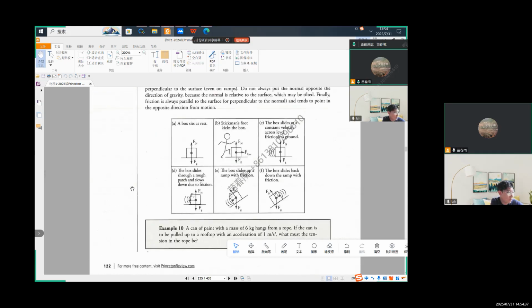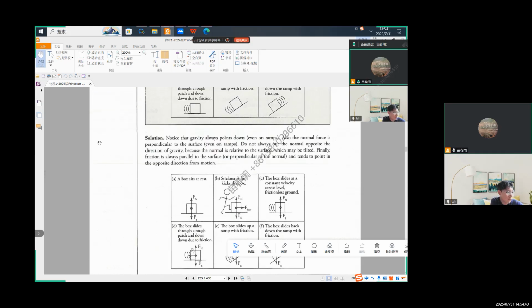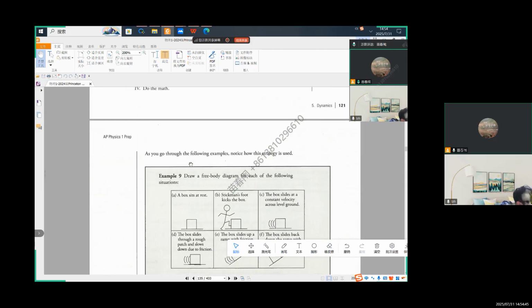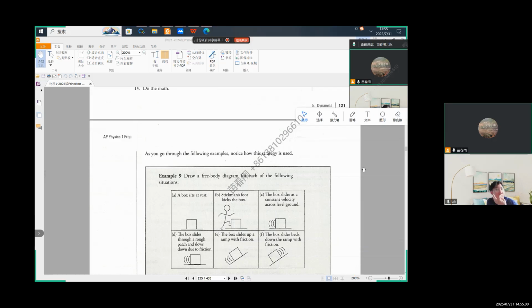Have you learned a little something about force diagrams? Are you familiar with a force diagram, free body diagram? You learned this before, right? Which one? Free body diagram. No. Draw all the forces. No. Now let's do this then. Draw a free body diagram for each of the following situations, which means draw all the forces for each graph.